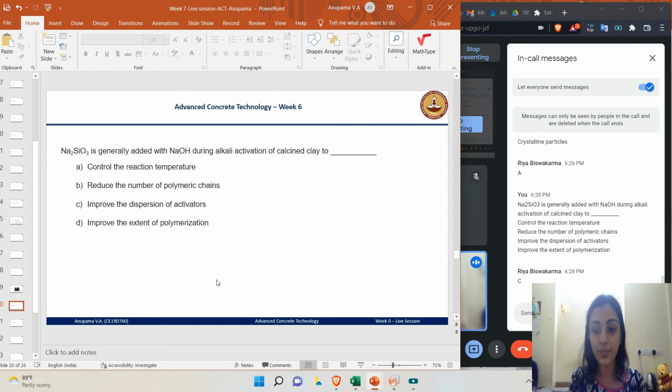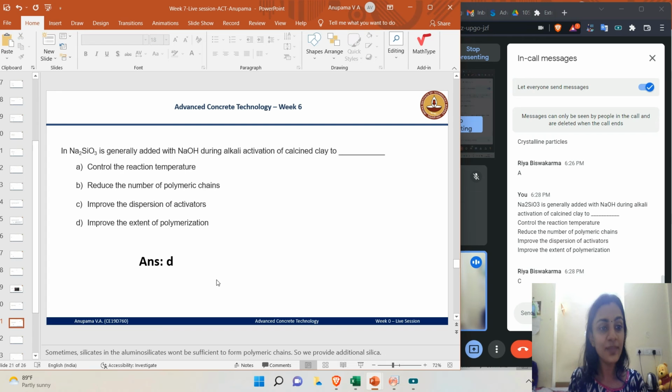Okay, let me see what the correct answer is. Correct answer is D. Why? Because calcined clay is basically aluminosilicates, right? We saw before that because it has so many aluminates and silicates, it's very reactive. In some cases, the aluminates or silicates will not be sufficient in the system for reaction. In those cases, we have to provide additional silica. So, sodium silicate is basically given as a source of additional silica to improve the reaction.